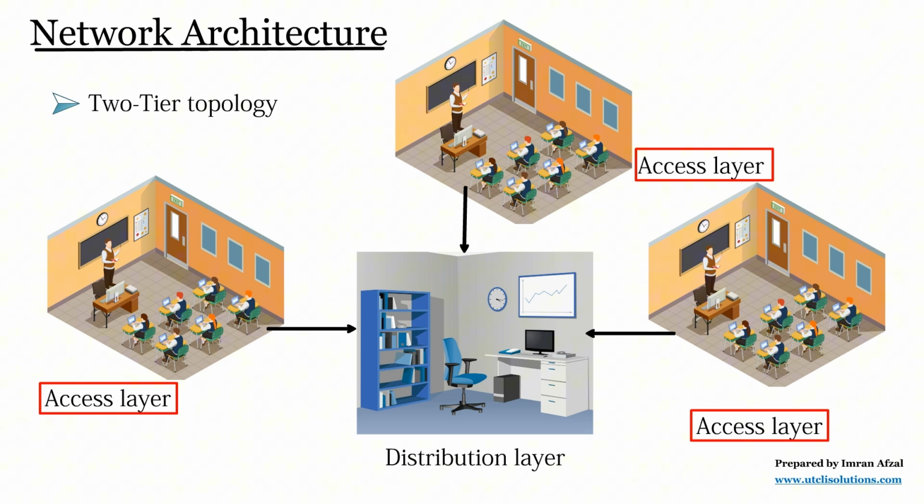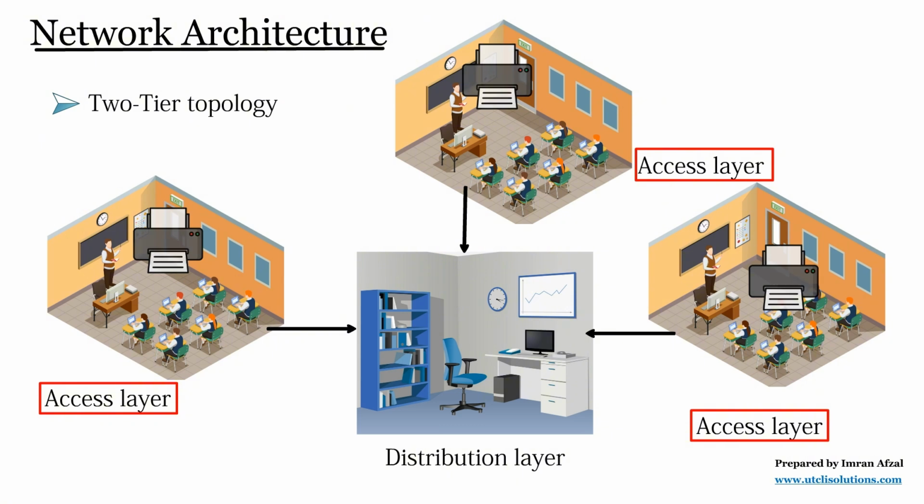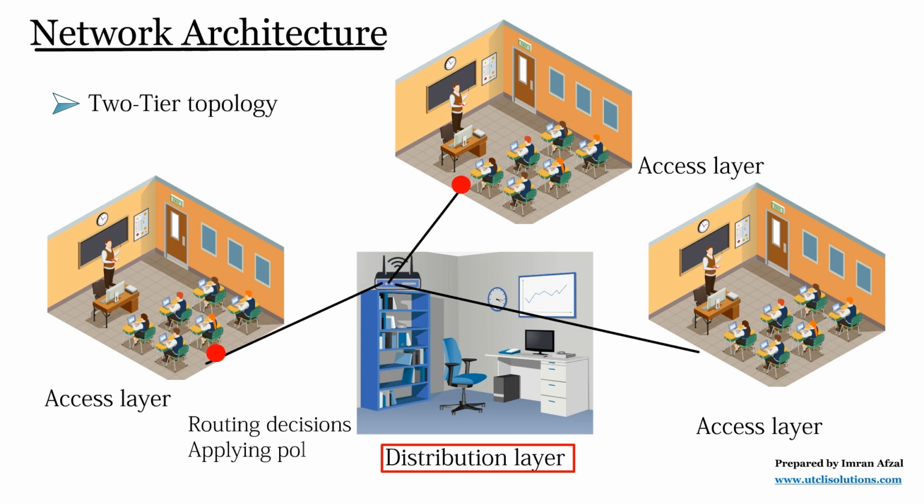Access layer. This is where end user devices like PCs, printers, and phones connect. It is usually the front line of the network. Distribution layer. The distribution layer sits above the access layer. It handles routing decisions, applying policies, and managing traffic between different parts of the network.